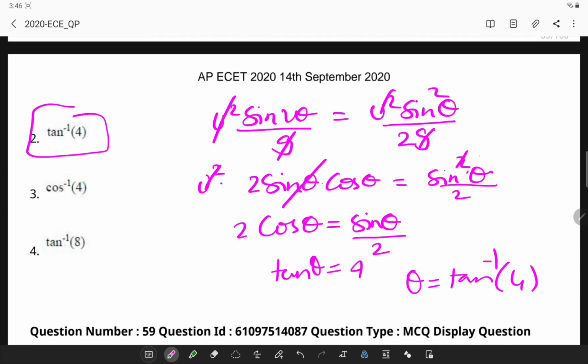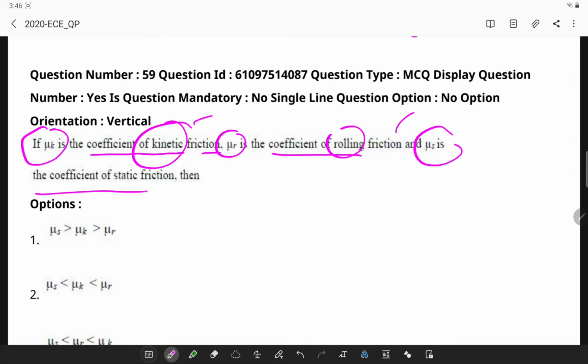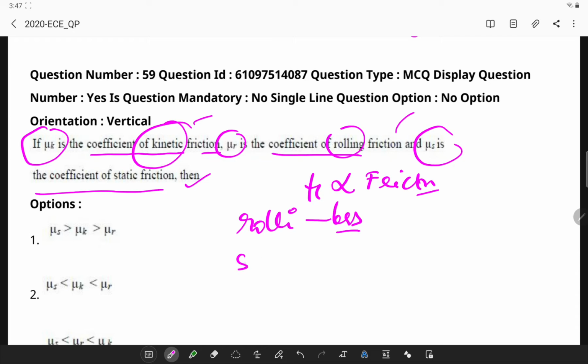Next, if mu k is the coefficient of kinetic friction, mu r is the coefficient of rolling friction, and mu s is the coefficient of static friction. Now you have to remember that the coefficient of friction mu is proportional to friction. So rolling friction generally is very less and static friction is very high. So simply you can remember the relation: static is greater than kinetic is greater than rolling.